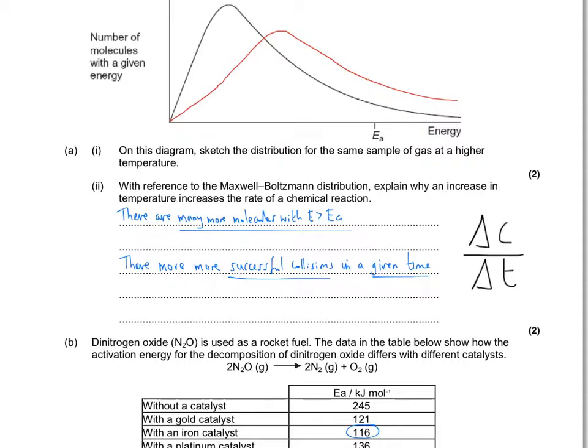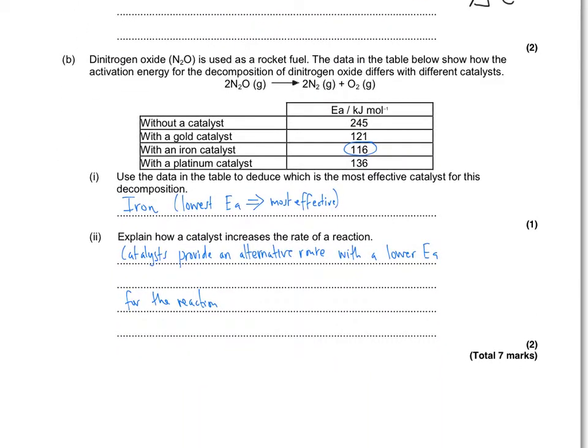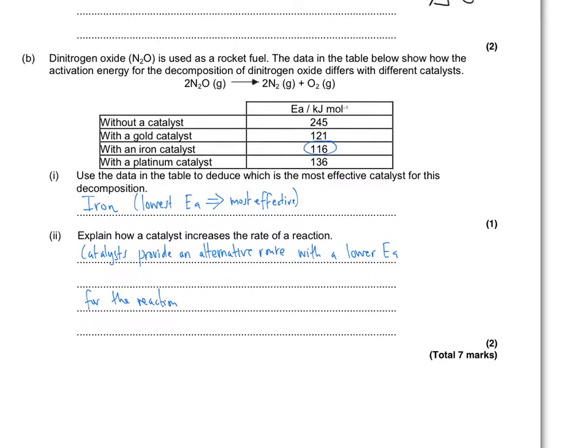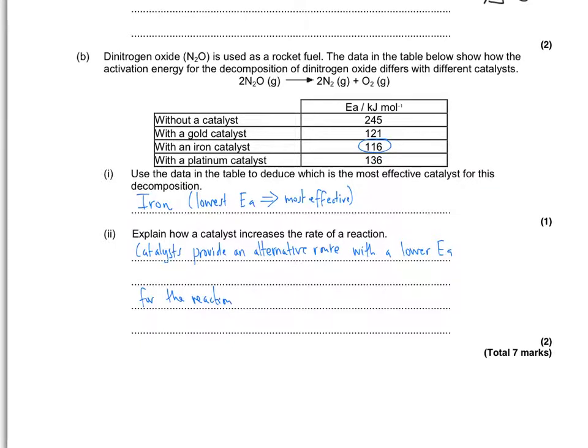The next bit is about the choice of catalyst, and use the data in the table to deduce which is the most effective catalyst for the decomposition. Well, this is the lowest activation energy for the ion. So as it's the lowest activation energy, it means that it's going to be the most effective catalyst. Without a catalyst, it's very high. You see 245. Platinum is the least effective catalyst, then gold, and then iron is the most effective.